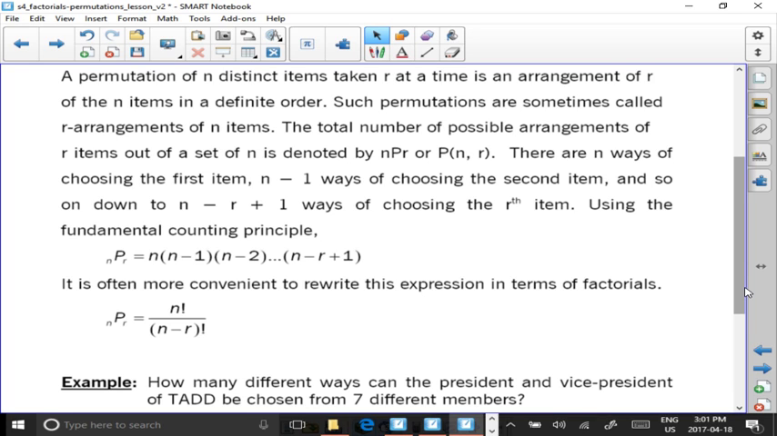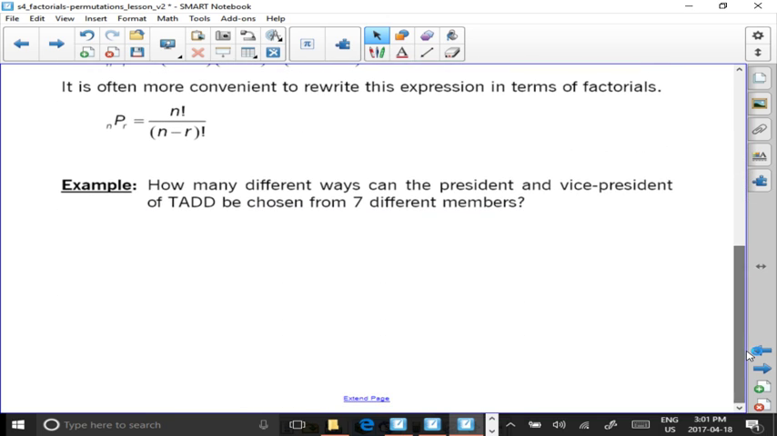So, example: how many different ways can the president and vice president of TAD, that's the student council, be chosen from 7 different members? So we'll say that there's a total of 7 members of student council, and we want to choose one to fill the president role and the vice president role. The key thing to keep in mind here is there's a definite order. There's somebody who's president and there's somebody who's vice president.